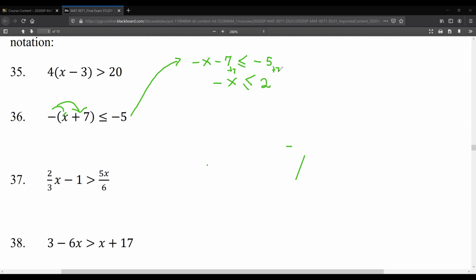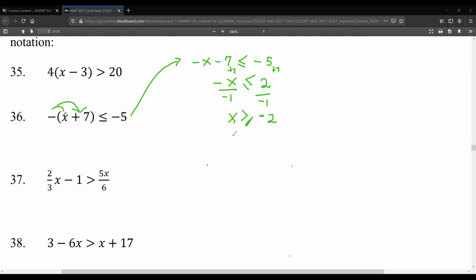And remember, the only thing that you have to do differently here is that when you multiply or divide by a negative number, the direction of the inequality changes. When you multiply or divide by -1, your variable always has to be positive. So this is going to be x is greater than or equal to -2. Remember you have this equal sign here, so that means that -2 is included in your solution set.